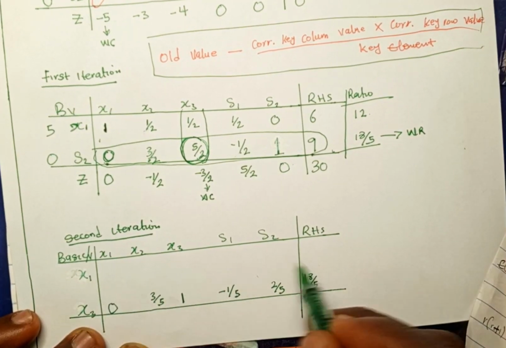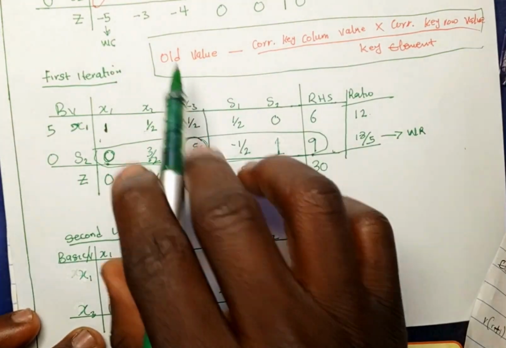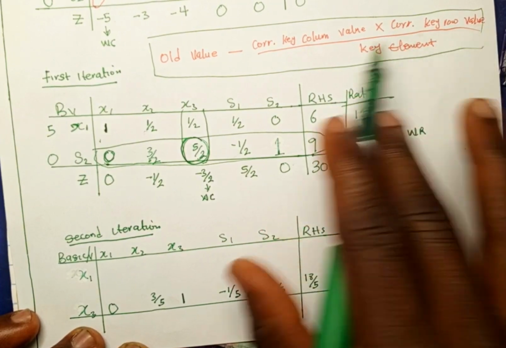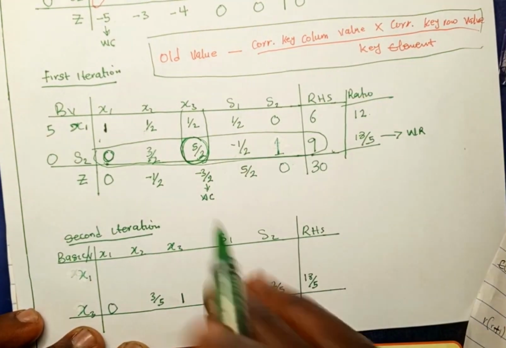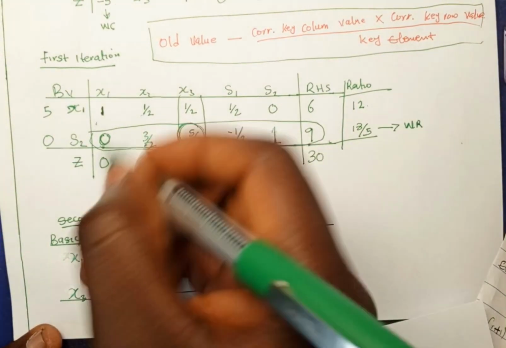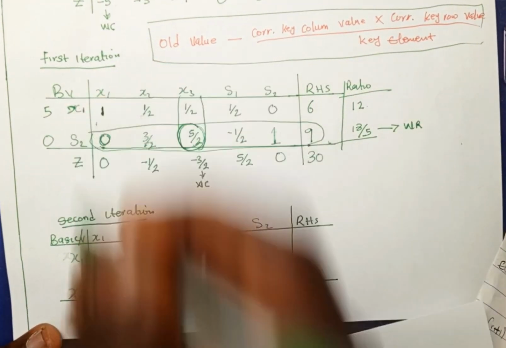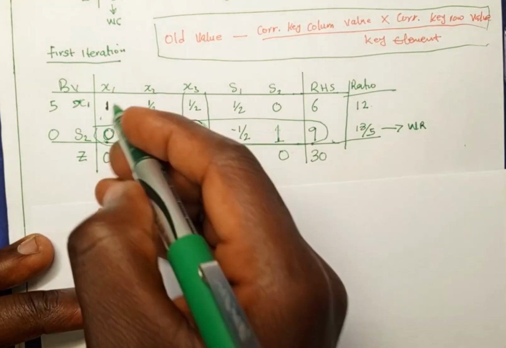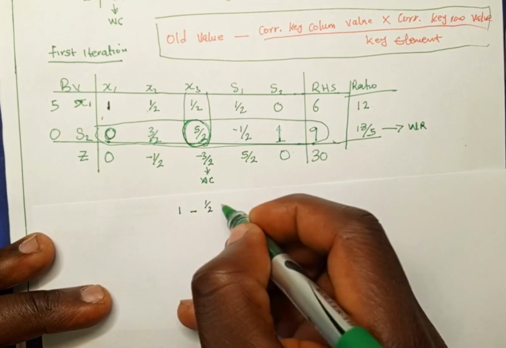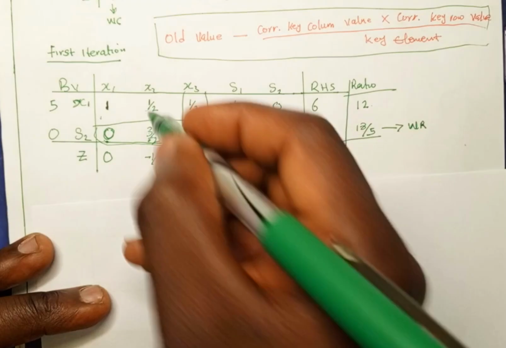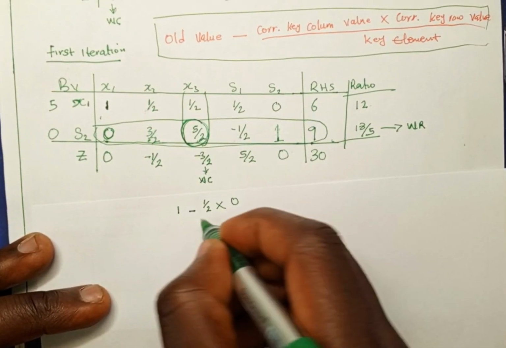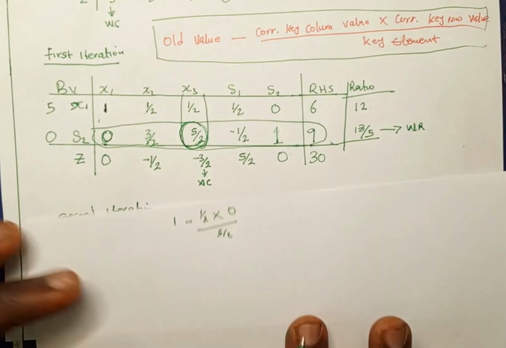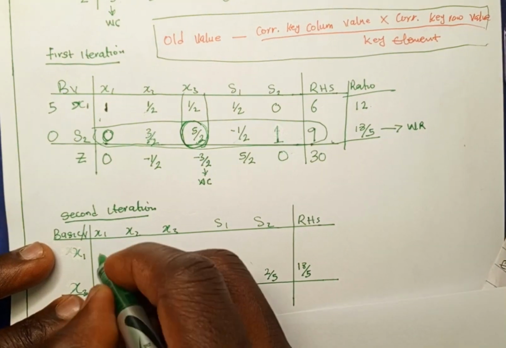To get this row, we apply a simple formula: old value minus corresponding key column value multiplied by corresponding key row value divided by key element. So we are going to apply this formula. What is the old value here? The old value is 1, then minus the corresponding key column value, which is 1/2, multiplied by the corresponding key row value, which is 0, divided by the key element, the one we circled, which is 5/2. When you press this in the calculator, we get 1.